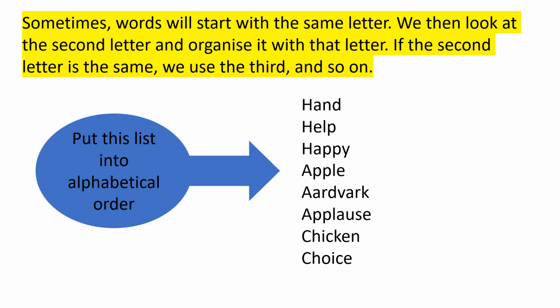Because it starts with H. The second letter is an A, but so is happy's. Then we can see the third letter is an N, which comes before P, so hand would go before happy when we're alphabetising these words. So hand, happy, help. Pause the video and do the rest for apple, aardvark, applause, chicken and choice.